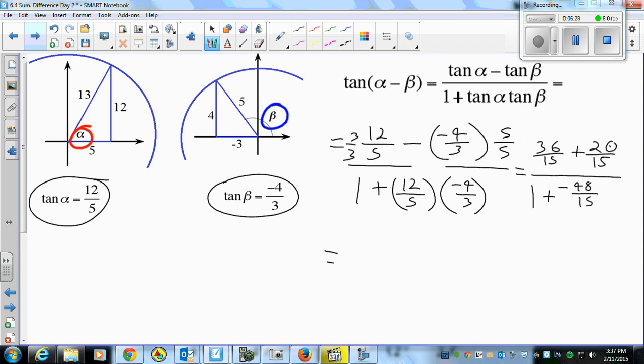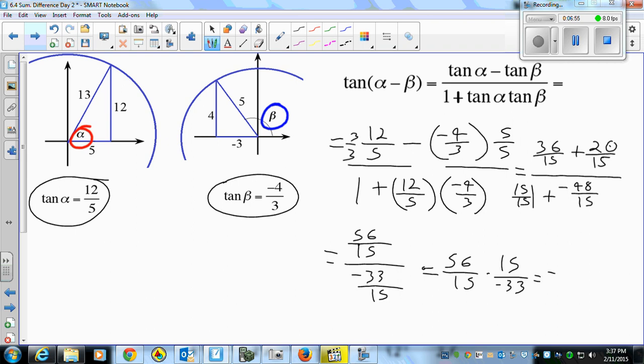Reducing this, I'm going to get 56 over 15, all over, well, 1, this is the same thing as 15 over 15 on the denominator, and I get negative 33 over 15. Dividing by something is the same thing as multiplying by its reciprocal. So I get negative 56 over 33. I encourage you guys to check your answers in your calculator.